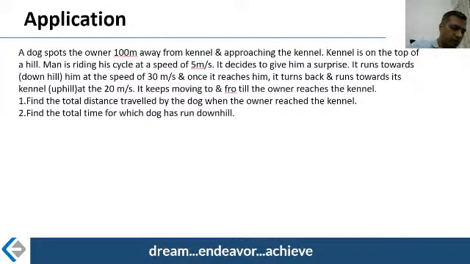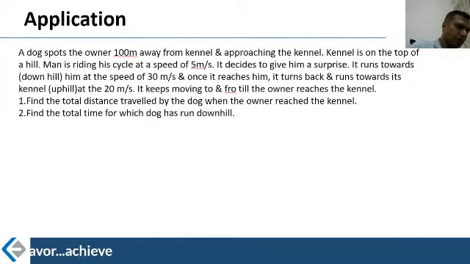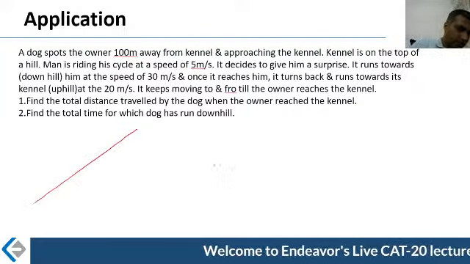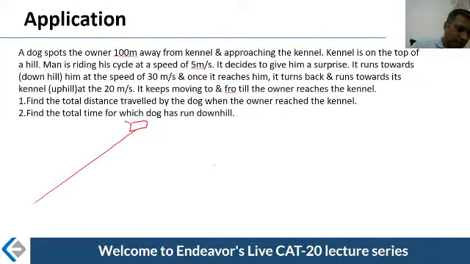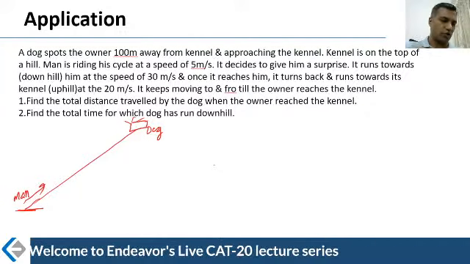Okay, do it with me. This time the diagram is something like this. There's an uphill, something like this. The kennel is kept here. The dog starts here. The man is spotted somewhere here, going upward. These are the positions of the dog and the man.